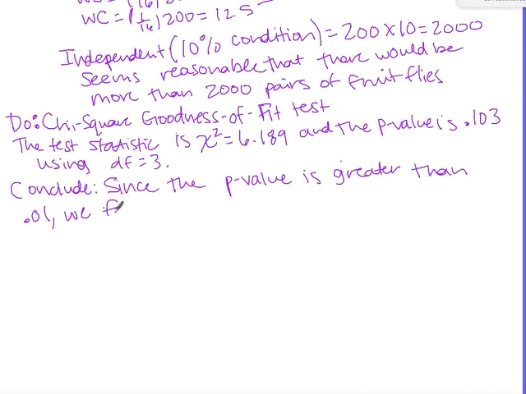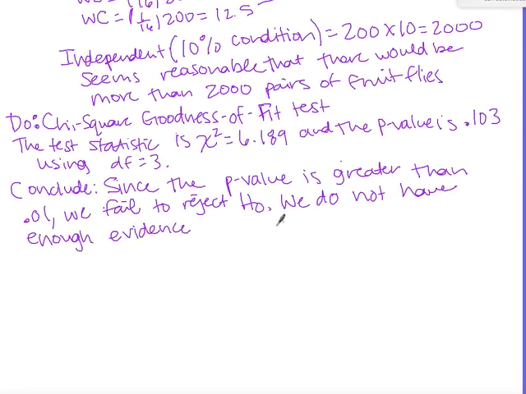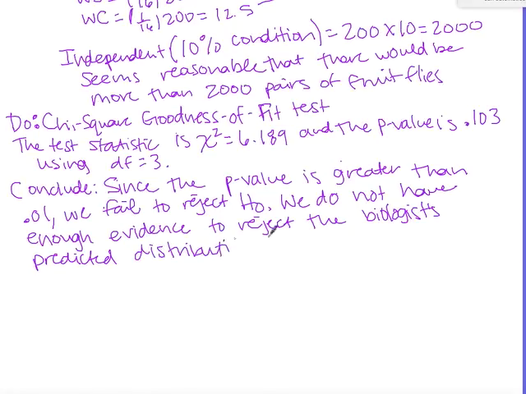We fail to reject the null hypothesis. So that means that we do not have enough evidence to reject the biologist's predicted distribution of traits in offspring.